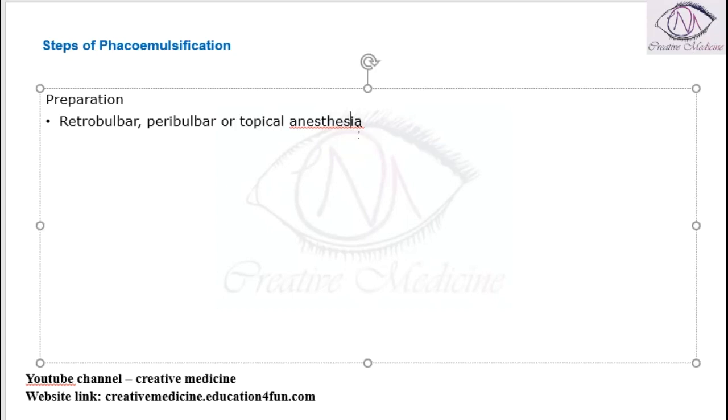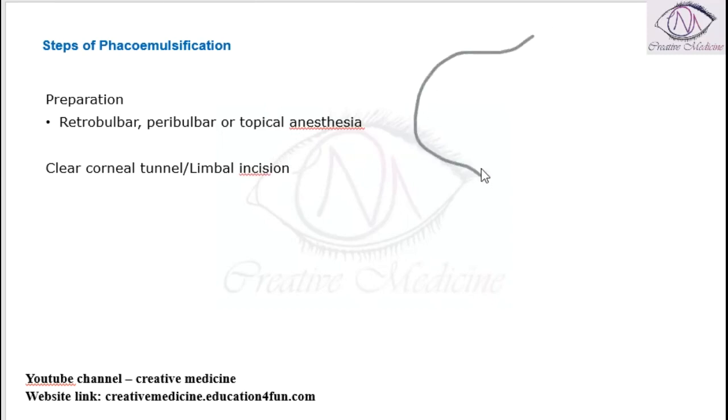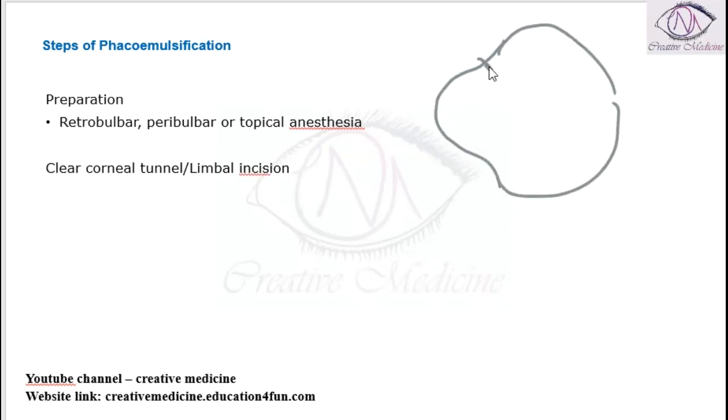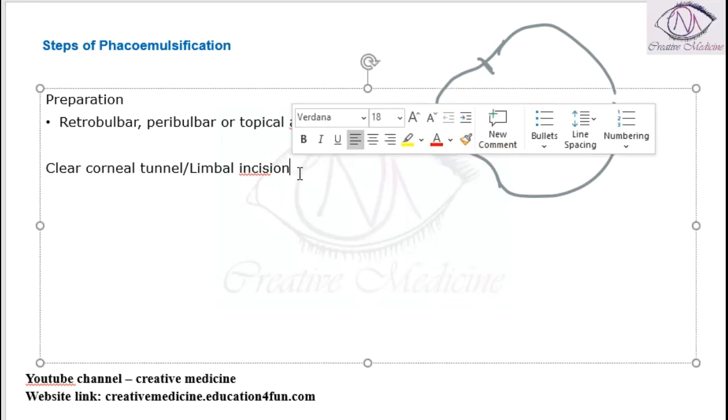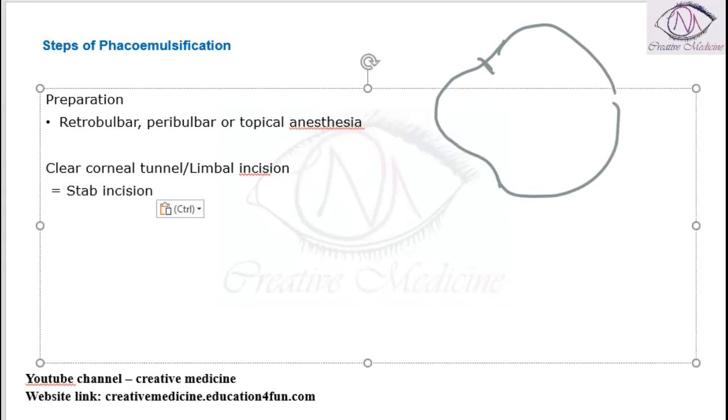And then one important thing is we will have to approach the cornea, so we have to do a limbal incision or a clear corneal tunnel is created. So this is the cornea, so you give a limbal incision or a clear corneal tunnel is created. This is mainly done by making a stab incision with the help of a 2.75 to 3.2 keratome.